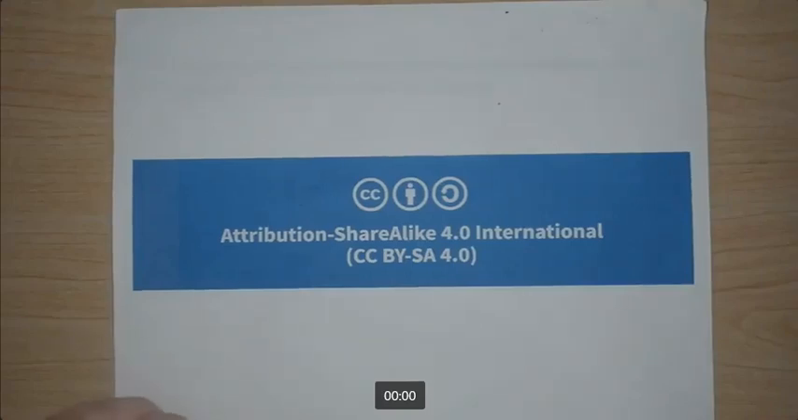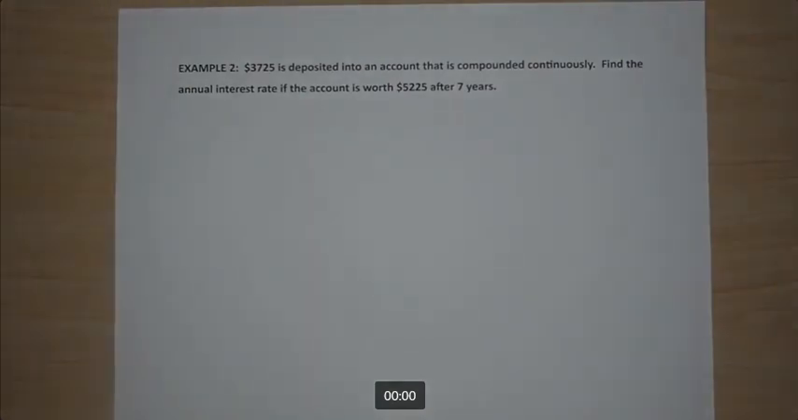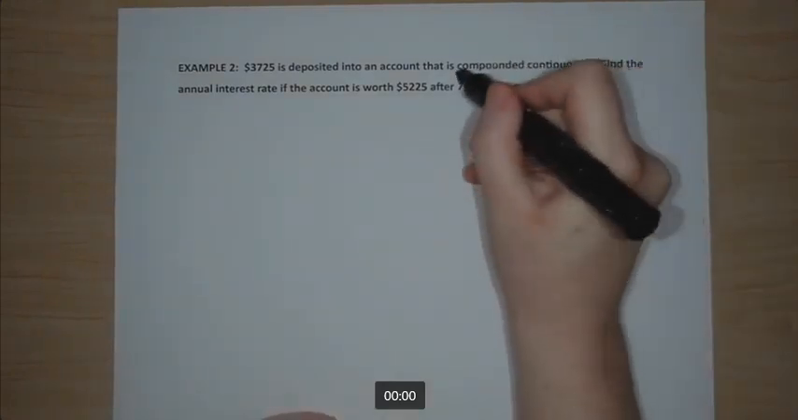This is example 2 of the compounded interest and continuously compounded interest lab. For example 2, we have this problem. We have $3,725 is deposited into an account that is compounded continuously. Find the annual interest rate if the account is worth $5,225 after 7 years. So we have this phrase, compounded continuously.